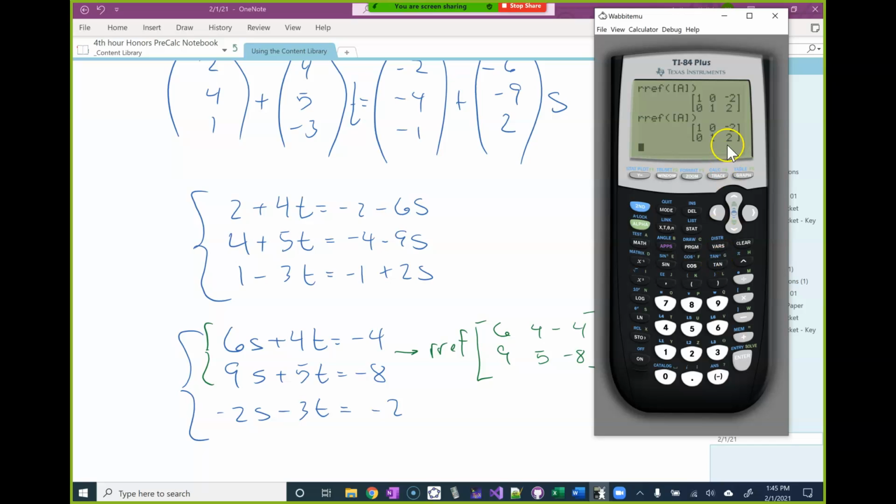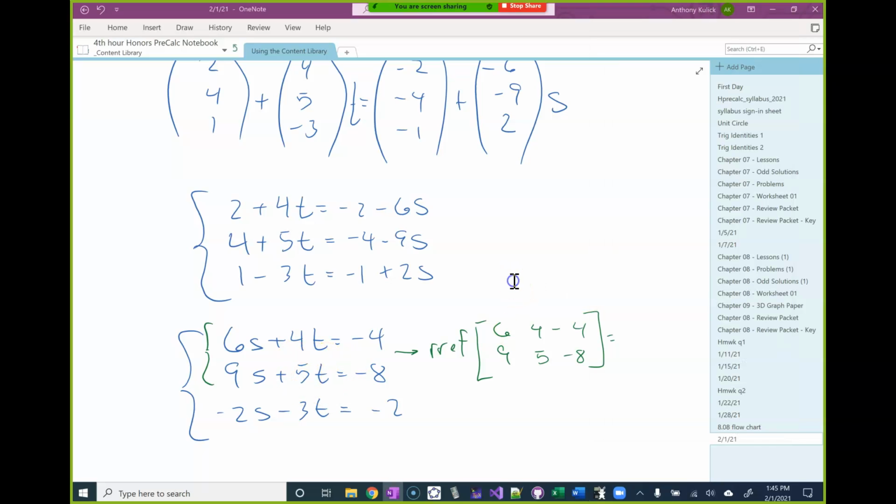The last column tells us that the first variable in our system, that would be the S, is equal to -2. And the second row tells us the second variable in our system, that's the T, is equal to +2.